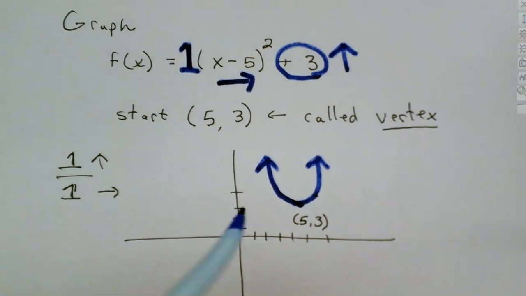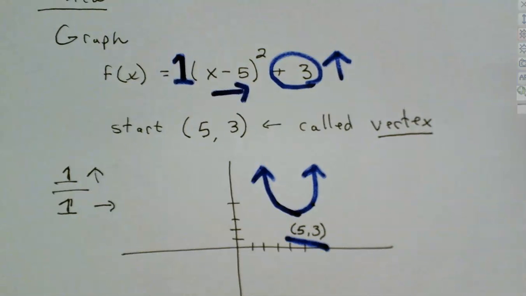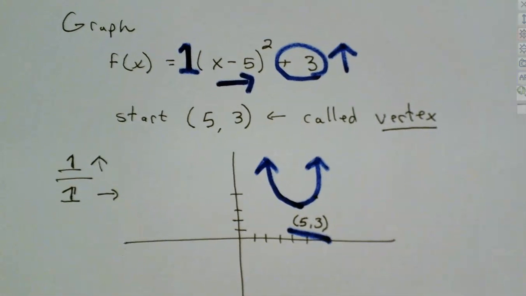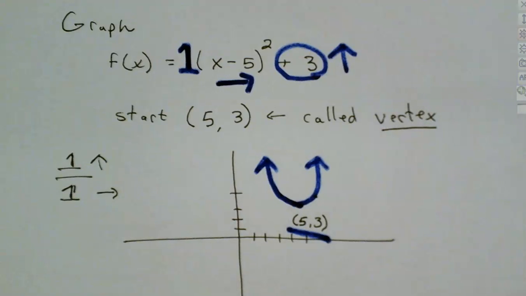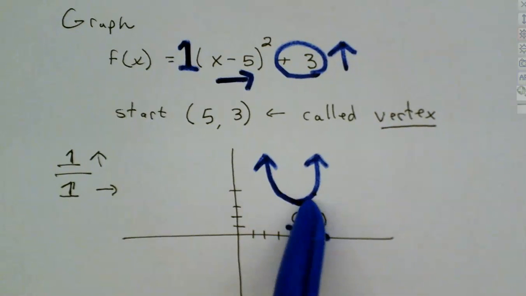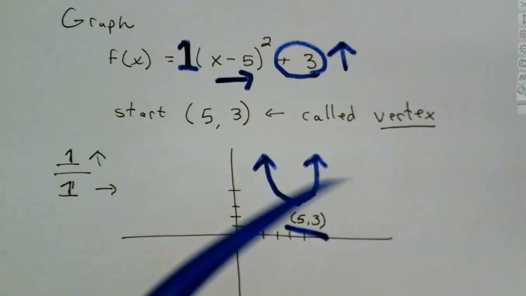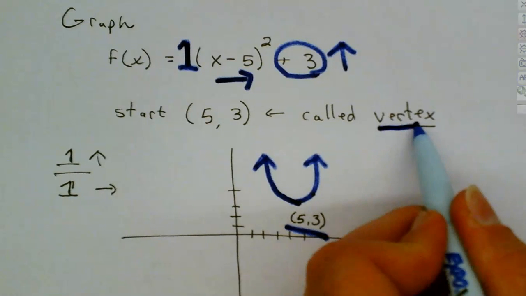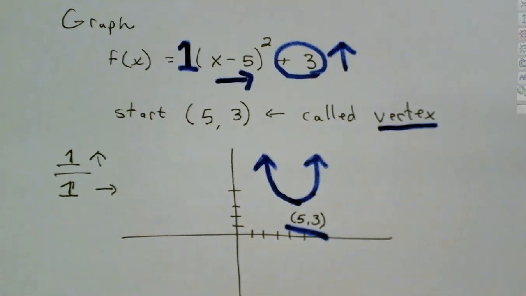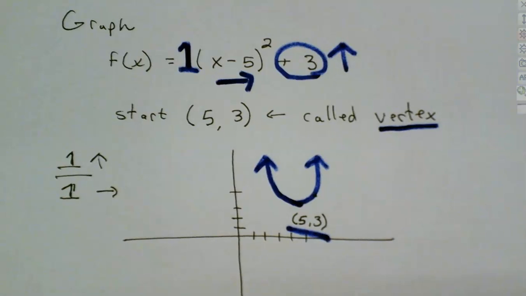Now, today we're going to be focusing only on the squaring function, only on quadratics. Now, see that 5, 3, that's either the highest or the lowest point. In this case, it's the lowest point because it makes a U. But if it was negative, it would be going the opposite way. And what we're going to be looking at is finding the vertex. And that is either your highest or your lowest point. And then we graph it from there.